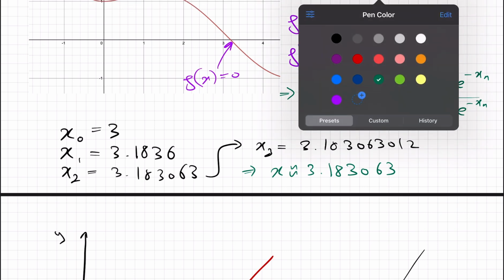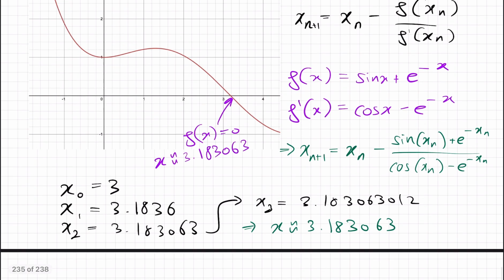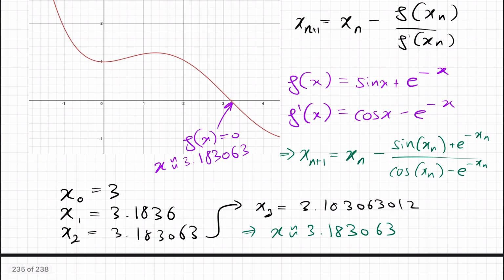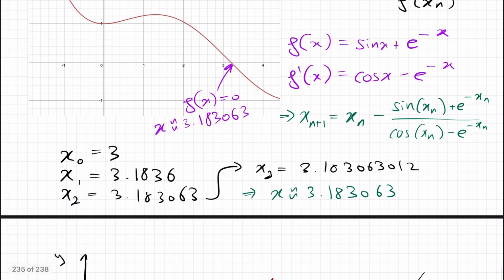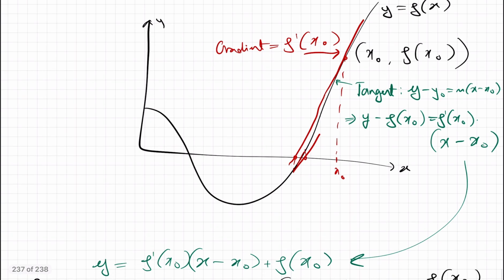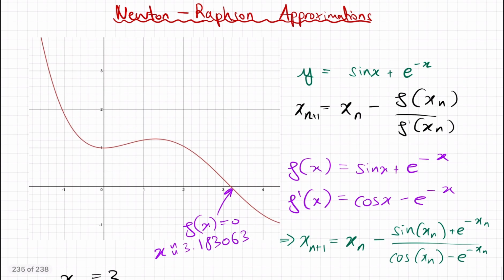So tying this back, we can say that x is approximately equal to, because remember this isn't exact, 3.183063. So there we go. That was the Newton-Raphson method at work, enabling us to solve this otherwise impossible equation. Hopefully you guys enjoyed it. And yeah, hopefully you guys understand this derivation. So thanks for watching, and I'll see you guys in a future tutorial. Bye.